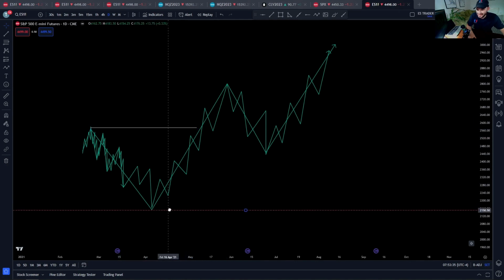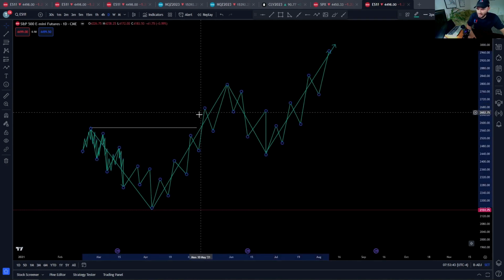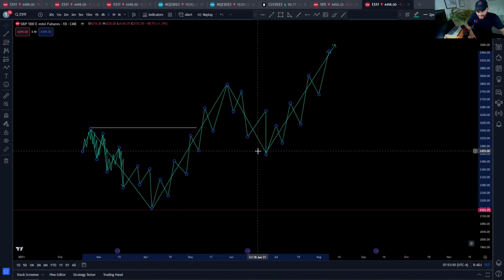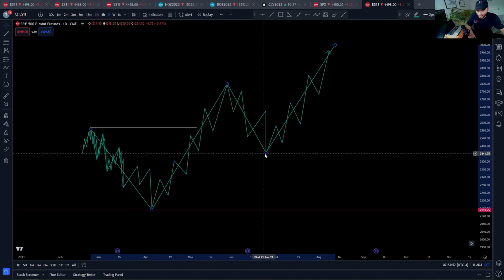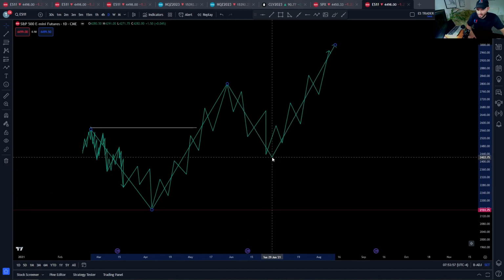So this is our protected low, because this low created this high. On the higher time frame, the hourly, we have a market structure shift. Unless this low violates this low, market profile is still bullish on the hourly.